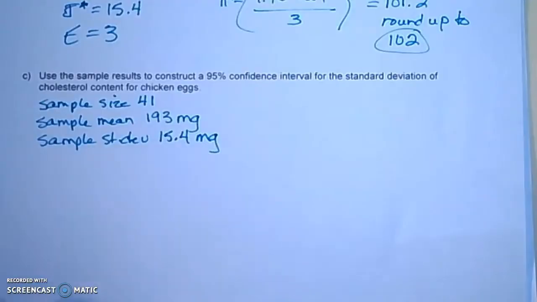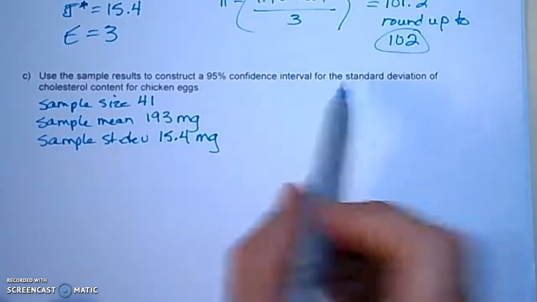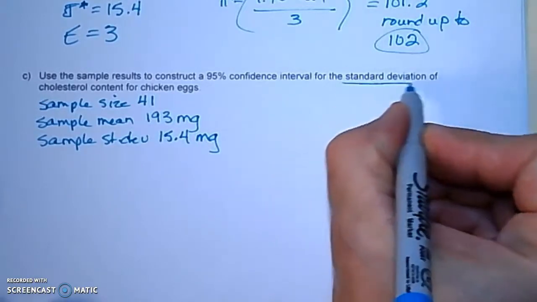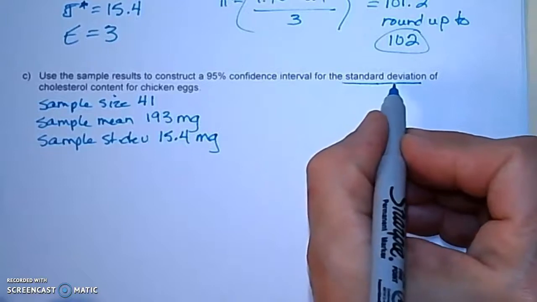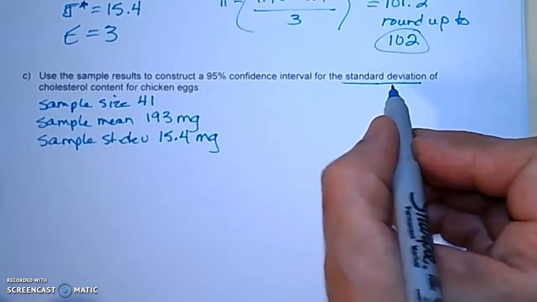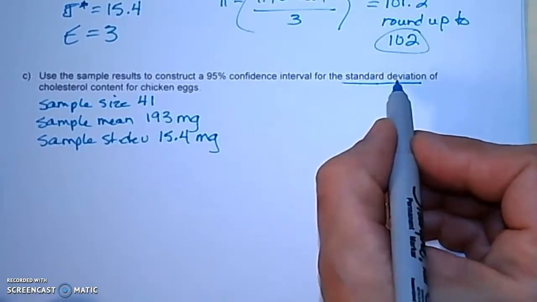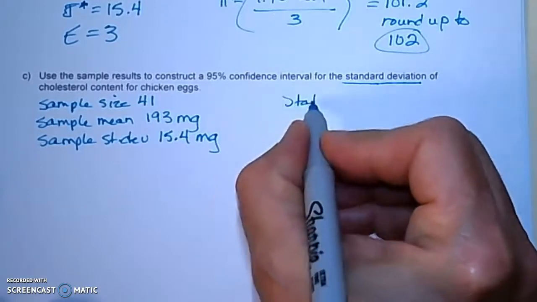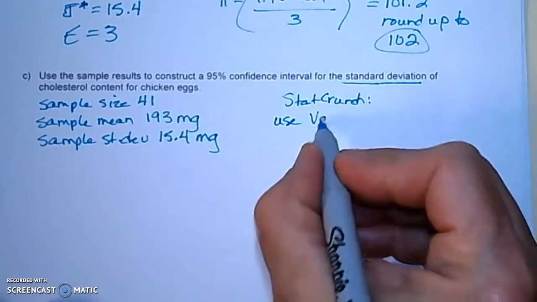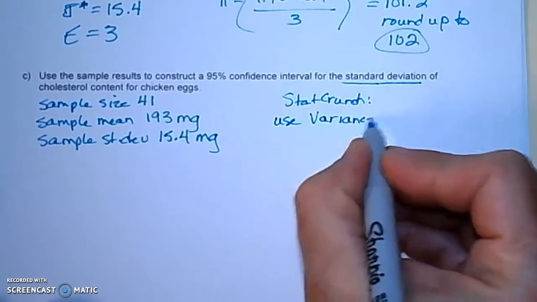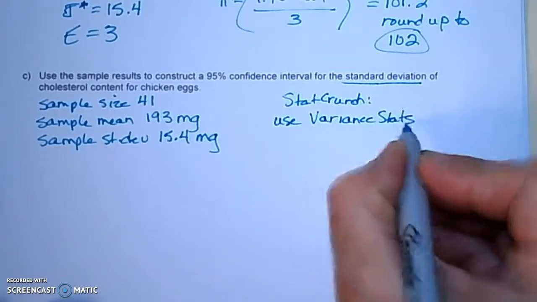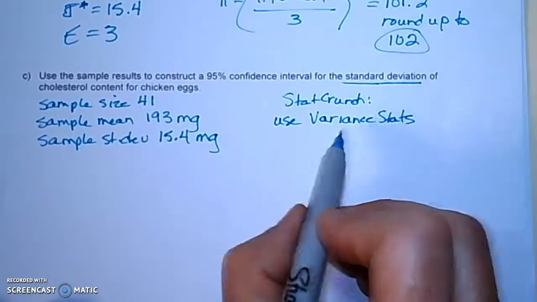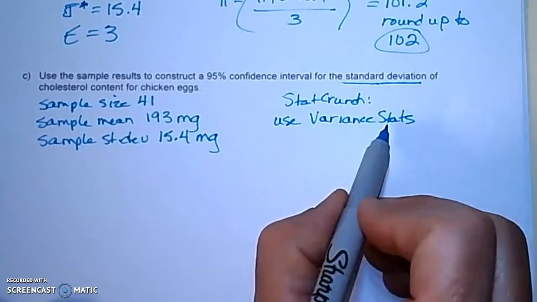Now we're going to look at constructing a confidence interval for a standard deviation. This is very important that you know which parameter you're constructing a confidence interval for. This one's for a standard deviation. That means in StatCrunch, we have to use the variance stats. There is no procedure in StatCrunch to do the standard deviation directly, so we have to use variance stats instead.